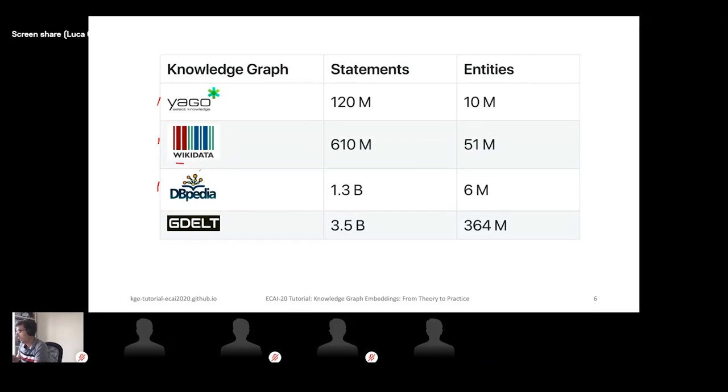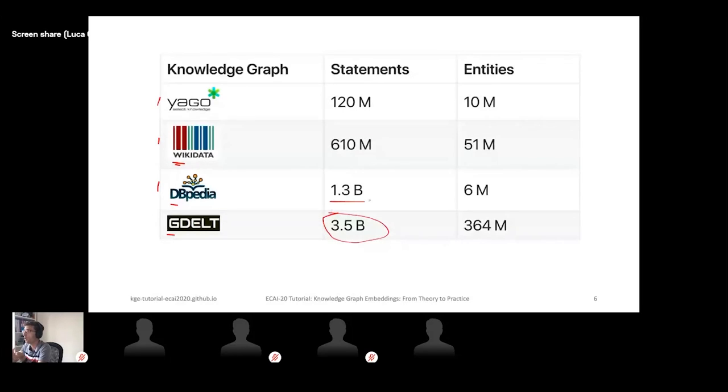These are knowledge graphs, which are automatically generated in some cases from text, like from mining web pages like GDELT, or they are the result of crowdsourced operations like Wikidata, or a mixture of the two. Like Wikipedia, there is a machine readable version of Wikipedia, but it's also the result of automatic construction procedures, right? And I would like to point out the size of these graphs.